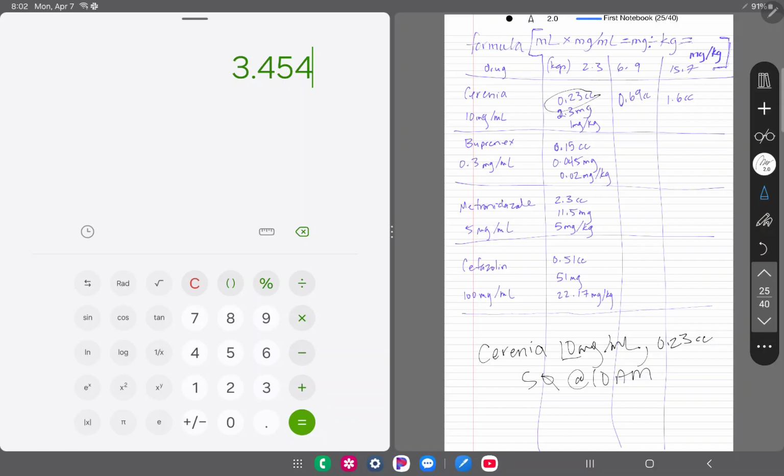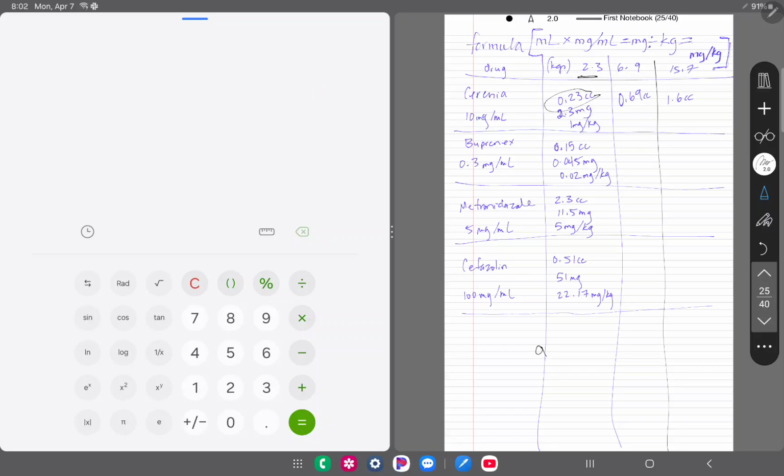So we can do all of that when we have basic stuff, but sometimes you're responsible for writing down the mg per kg and the whole nine yards. So let's figure out how in the world we would get there. Let's go back to that 2.3 kg animal. We have Serenia, and we read the bottle. The bottle says 10 mg per mil.